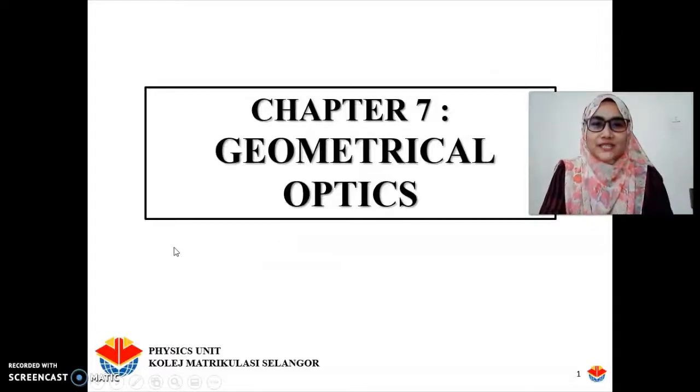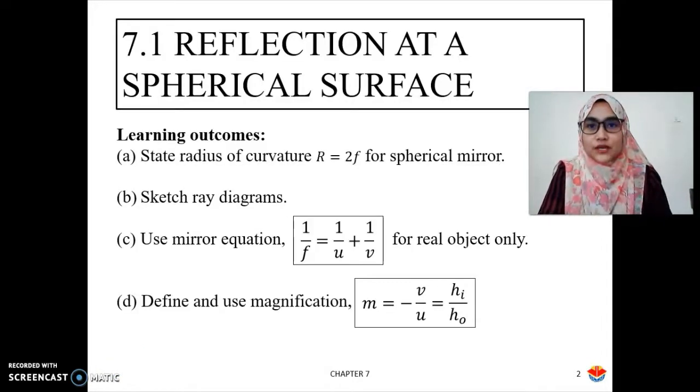Hi, welcome to topic 7, geometrical optics. Three things under this topic: reflection, refraction, and thin lenses. We're going to cover the first one, which is reflection at a spherical surface.